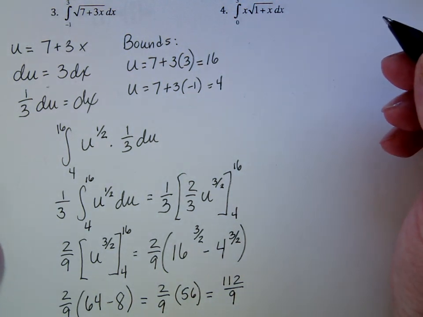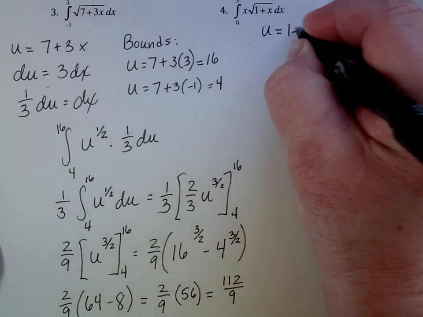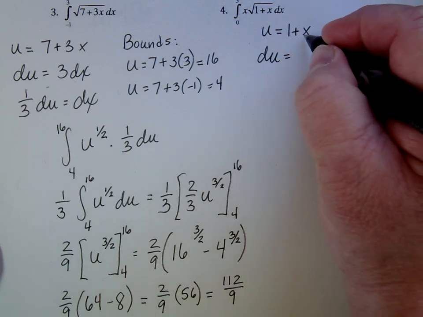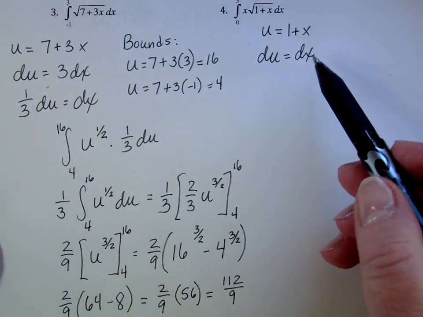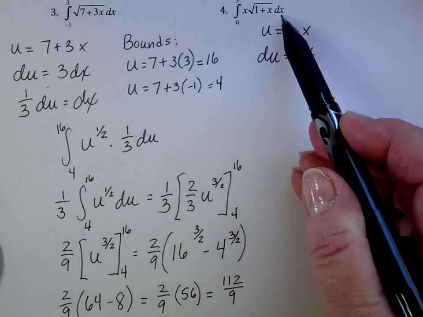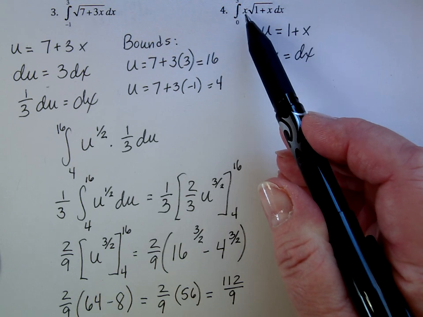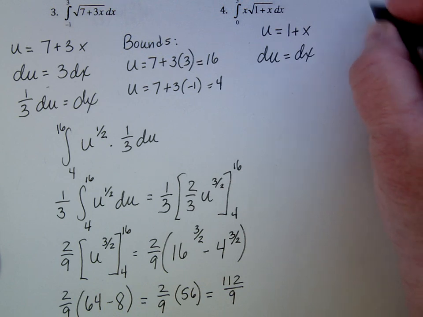Number 4, I take my u. My u is what's inside the root, 1 plus x. That makes my du be 0 plus dx. And I'm going to come back and talk about that in a minute, because see how I don't have an x dx? I just have a dx? Something's got to give with the x that's here. We're going to play a little game with that. Got to play a little trick. But let's talk bounds first before we get tricky.